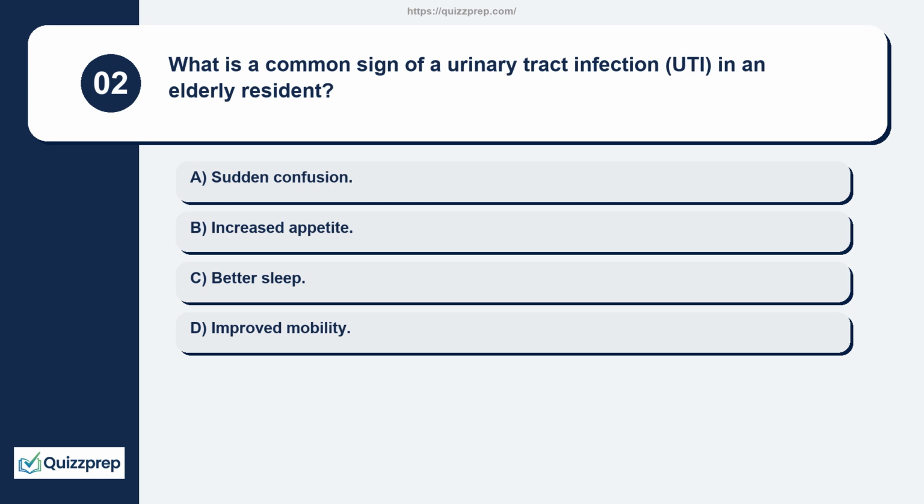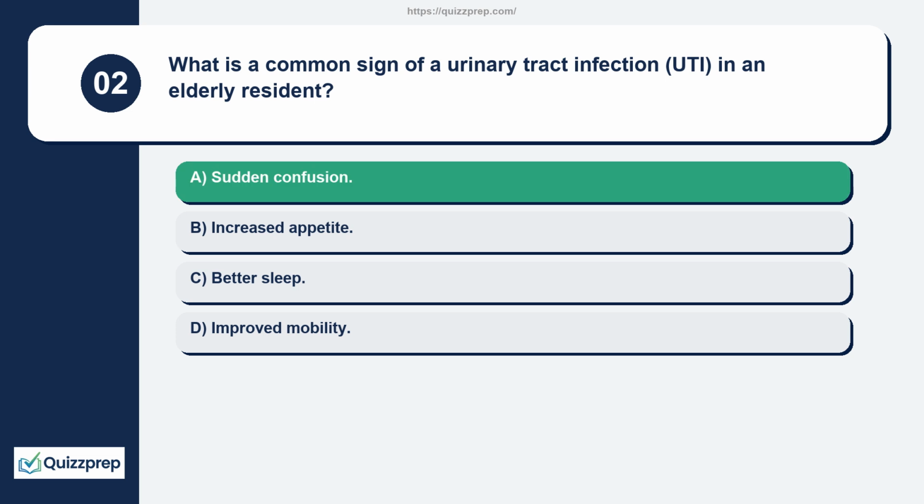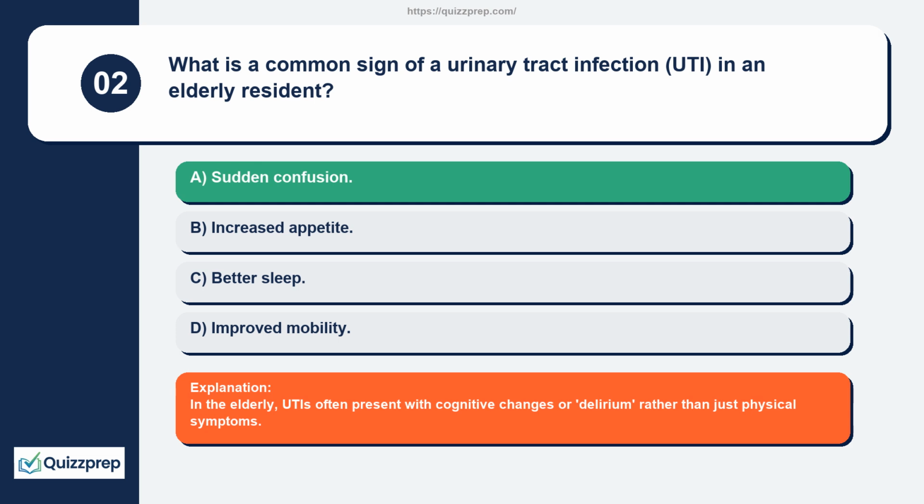Question 2. What is a common sign of a urinary tract infection, UTI, in an elderly resident? Sudden confusion, increased appetite, better sleep, improved mobility. In the elderly, UTI often presents with cognitive changes or delirium rather than just physical symptoms.